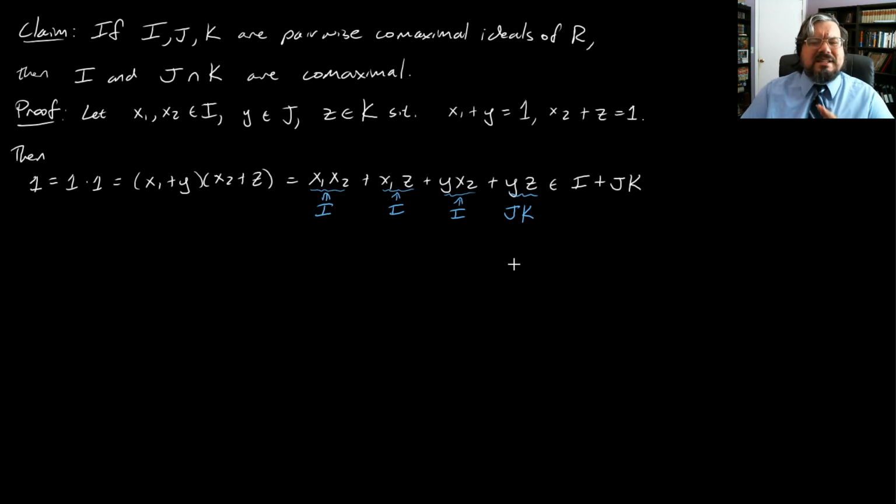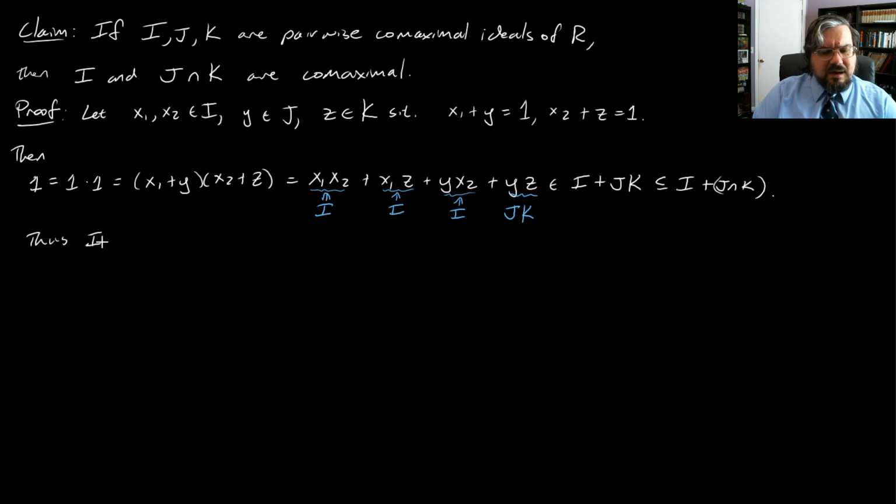So in fact, we're proving something a little stronger than the claim. We're actually proving that I and JK are comaximal. But JK is a subset of J intersect K, and so the statement that we have still holds. So thus, I and J intersect K are comaximal.